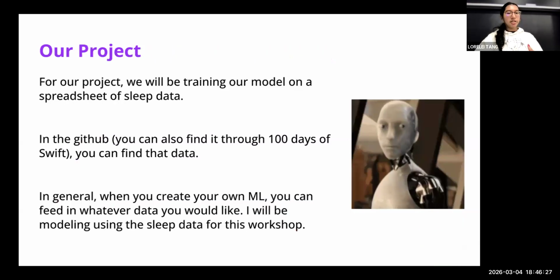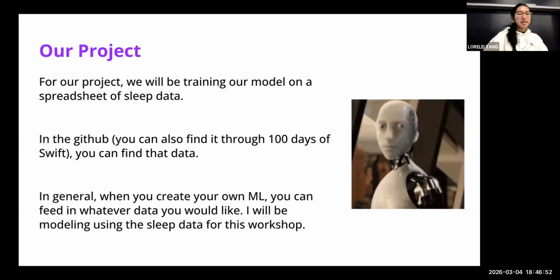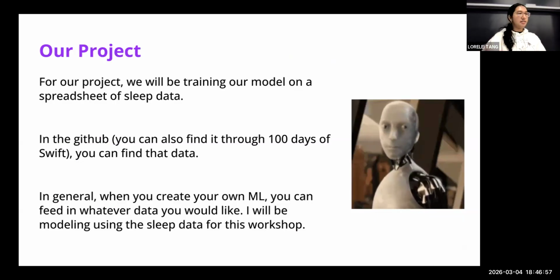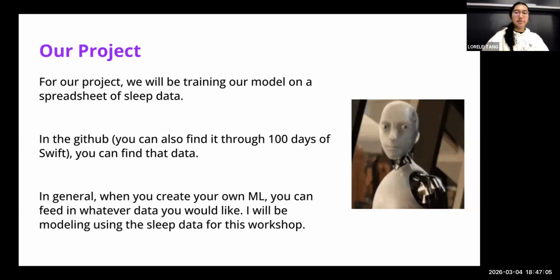All right, so for our project though, since we're using Better Rest, obviously our ML model is going to be based on sleep data. So we're going to grab patterns from that. If you wanted to start from scratch and create your own ML, you can go to the GitHub and find that CSV file. You can also find it through 100 Days of Swift, but you don't need to do that. But if you wanted to, you could. In general, when you create your own ML, you can feed in whatever data you'd like. It's all totally up to you. And for this one, we're using that .csv file from the 100 Days of Swift.